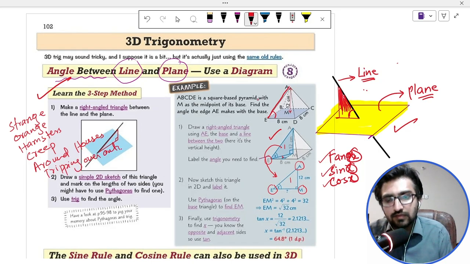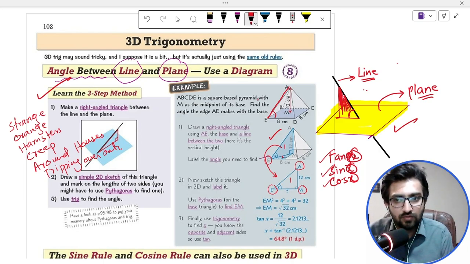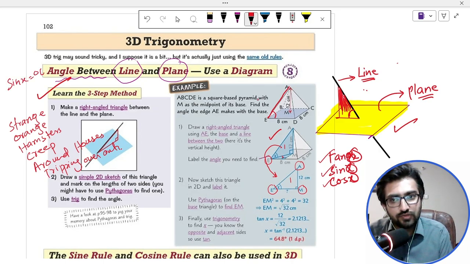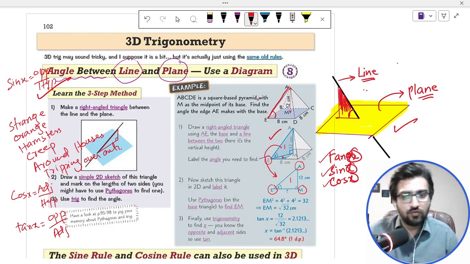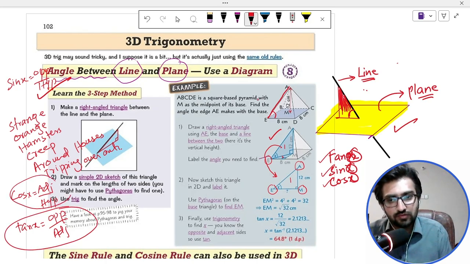over ants. So sine is opposite over hypotenuse, so sine x is equal to opposite over hypotenuse. Cos x is equal to adjacent by hypotenuse, and tan x is equal to opposite by adjacent. So these are three formulas, three trigonometric ratios.